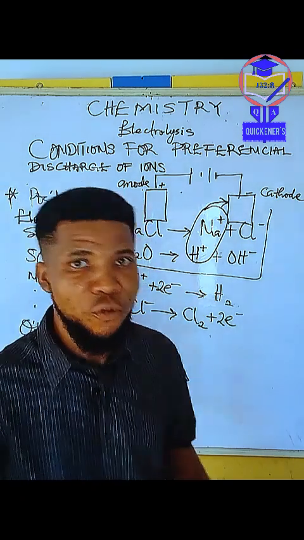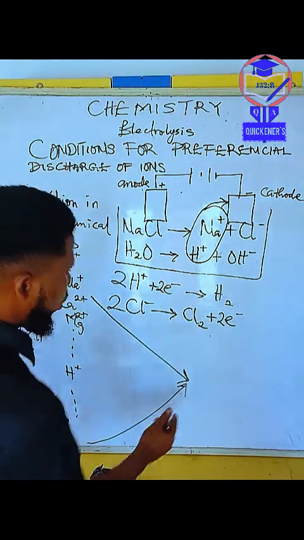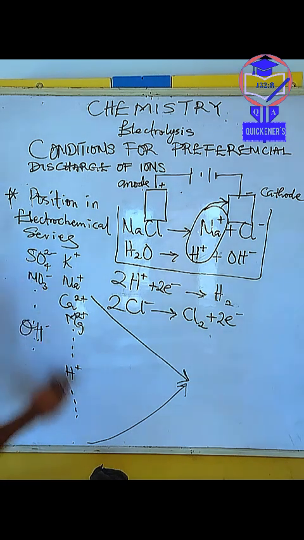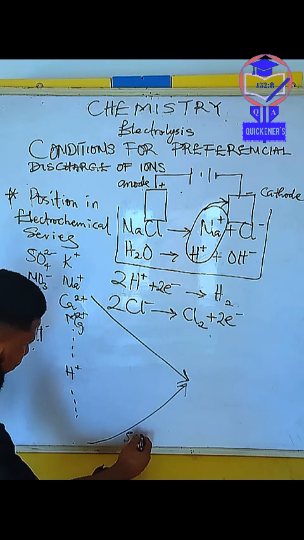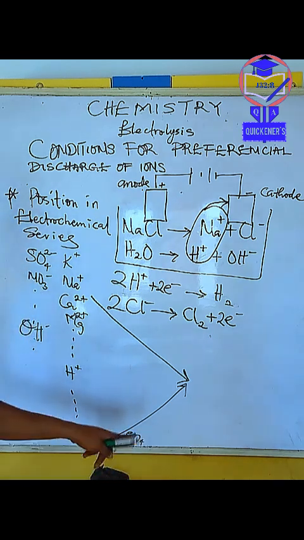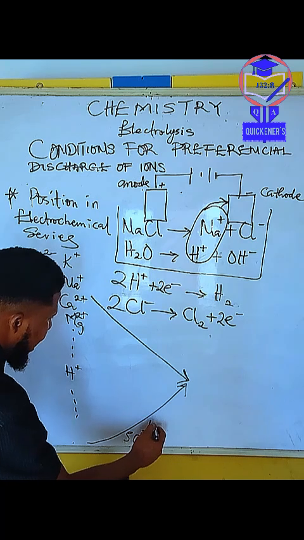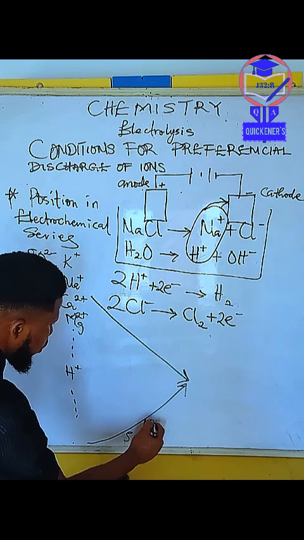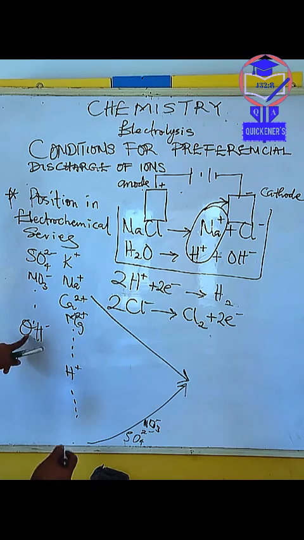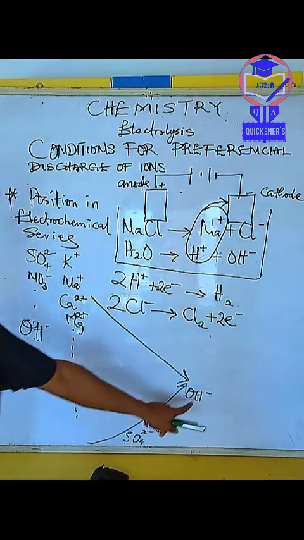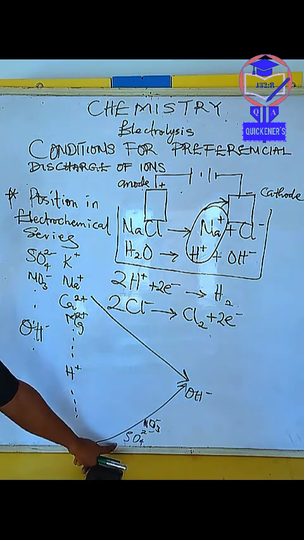If you follow that series very well, the ones above are the ones here, and the ones below, you understand me? So this SO4 is totally at the bottom. The SO4 2 minus is at the bottom, followed by the NO3 minus. You get it? So this one is at the top here. The OH is at the top, and this one at the bottom.